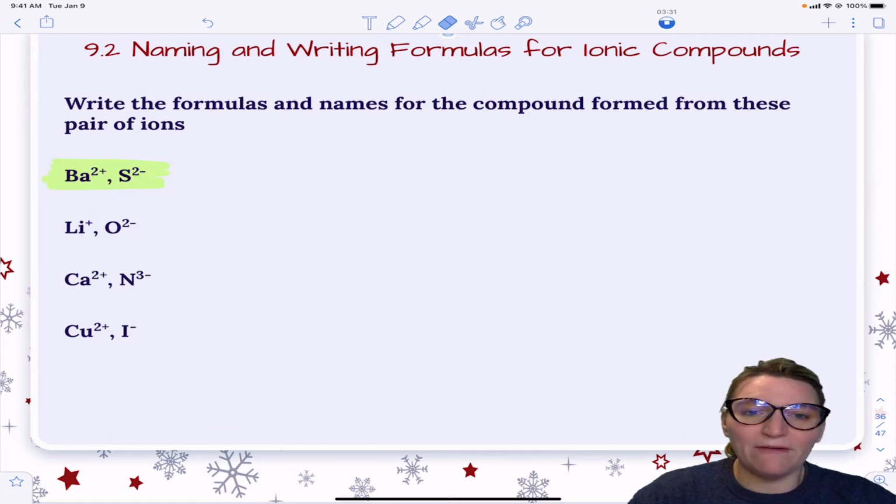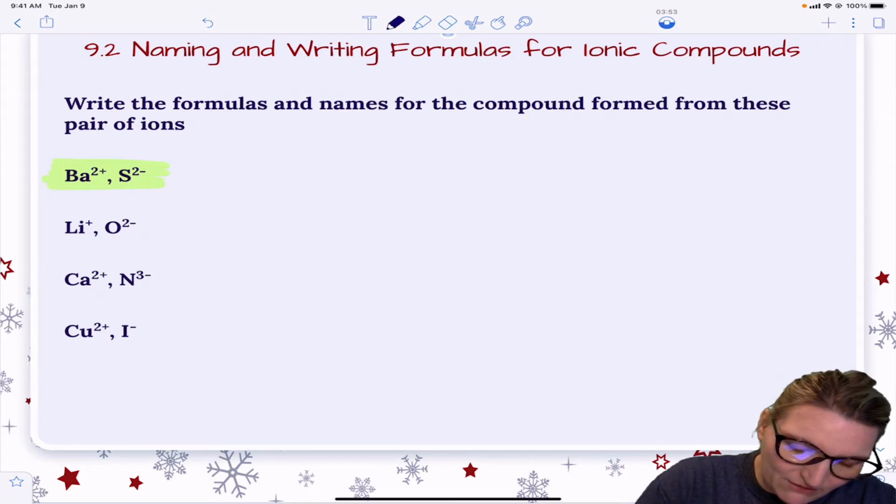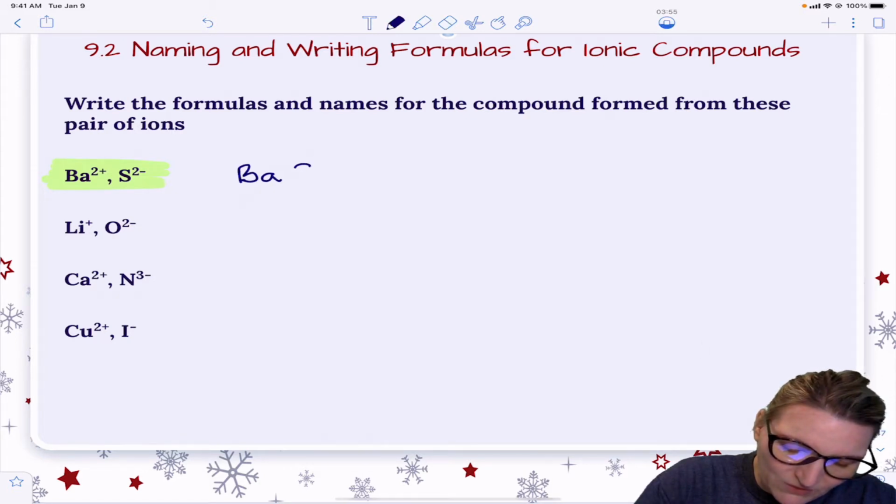So how many barium would you need to match up with one of this, which would now be called sulfide, right? Now that we know that the negative ions need to end in -ide. So how many barium ions would you need to match up with one sulfide ion to make a neutral compound? Since barium is 2+ and sulfide is 2-, you just need one of each. So the formula for barium sulfide is just BaS.